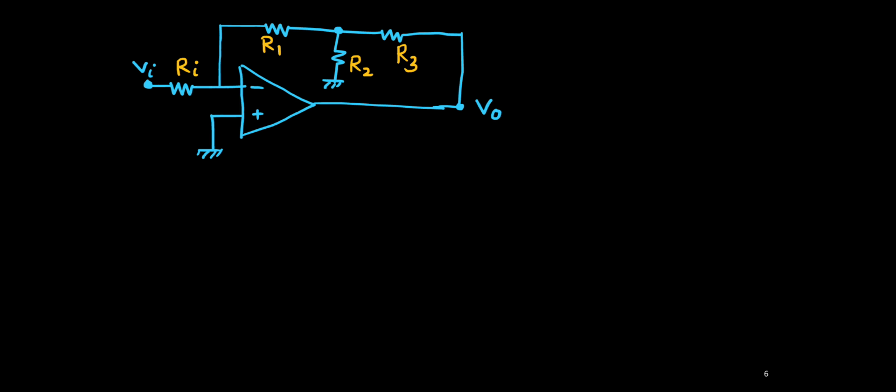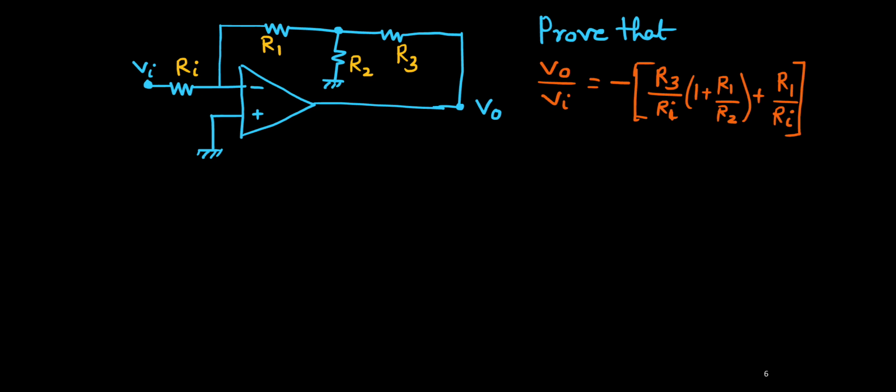Now, I'll consider the circuit here with resistances Ri, this is your R1, this is R2, this is R3. And we'll try to find out the gain of this amplifier, meaning V0 upon Vi. We'll try to prove that this gain V naught upon Vi will be equal to minus R3 upon Ri times 1 plus R1 upon R2 plus R1 upon Ri.